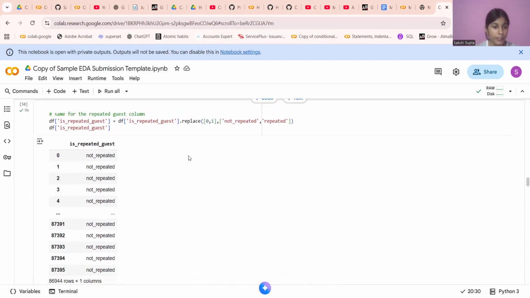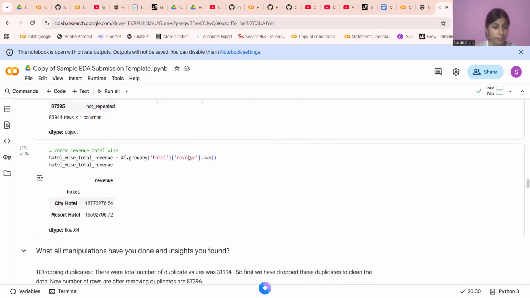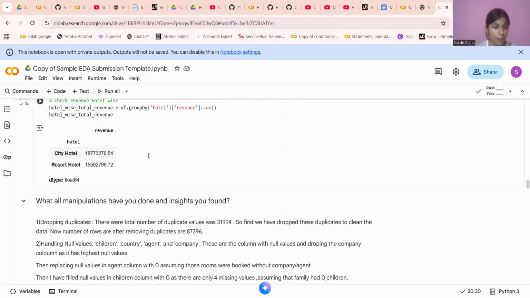Sum of the repeated guest column. Then I check the revenue hotel wise.